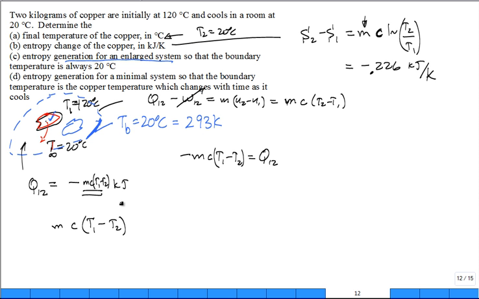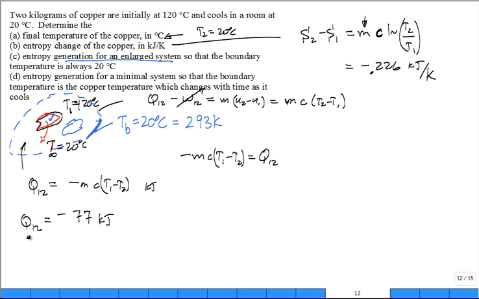Make sense? Yes or no? Mass, specific heat, T1 minus T2, and that'll have units of kilojoules. So I think, in the interest of time, I'll just say that the amount of heat that's transferred is negative 77 kilojoules. That's the amount of heat that's transferred, I know I'm going to say this, into the system. Because it's negative, it's really out.